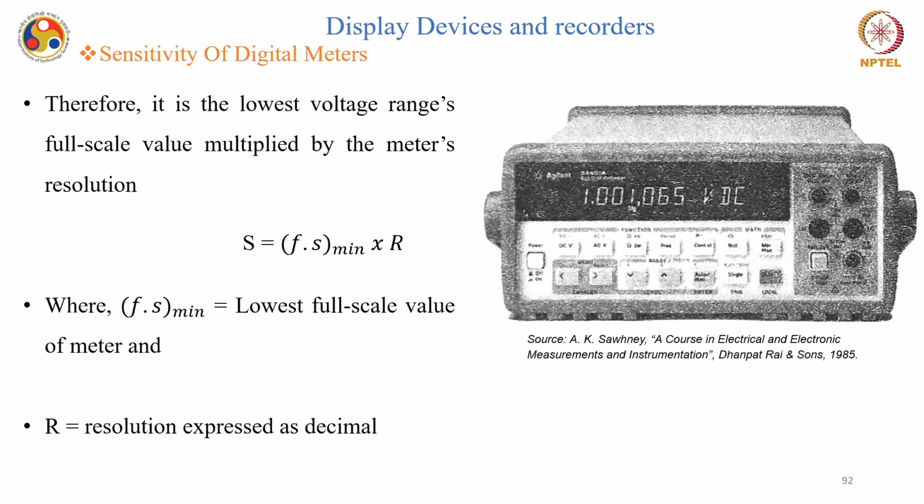Okay. Therefore, it is the lowest voltage range's full scale value multiplied by the meter's resolution, or you can say that the sensitivity is equal to the lowest full scale value of the meter multiplied by the resolution expressed in decimal. Okay. Similarly, there are other characteristics of digital meters which are directly governed by the display units.